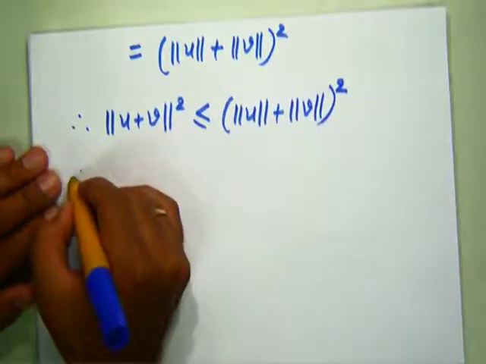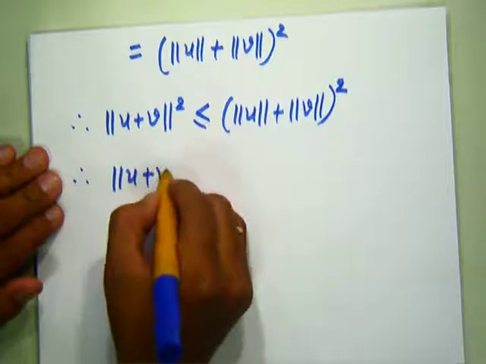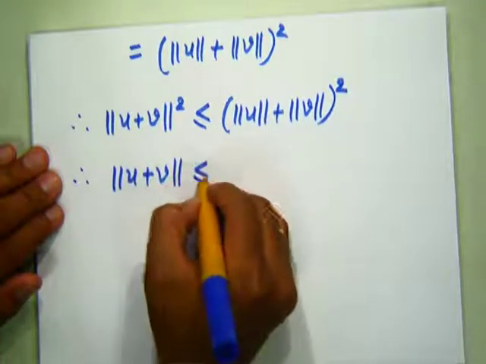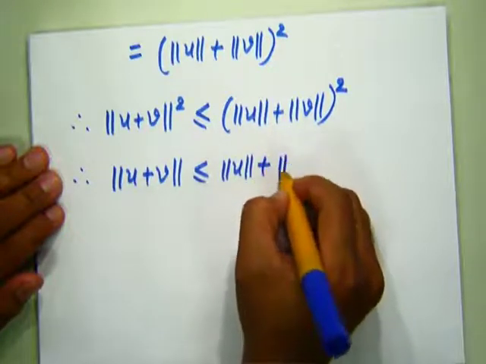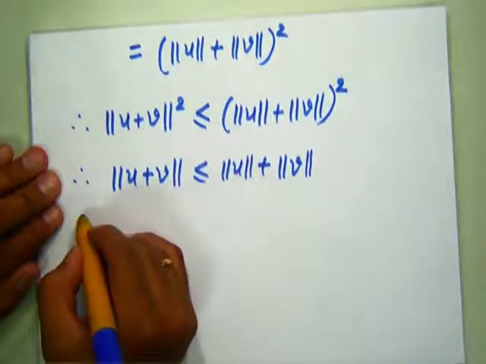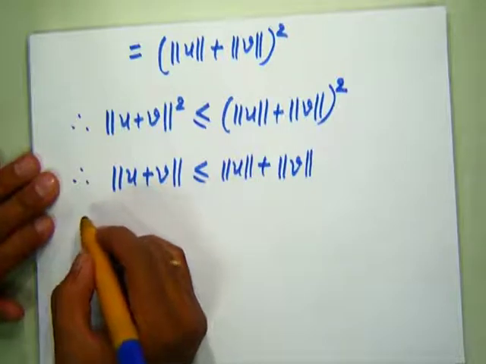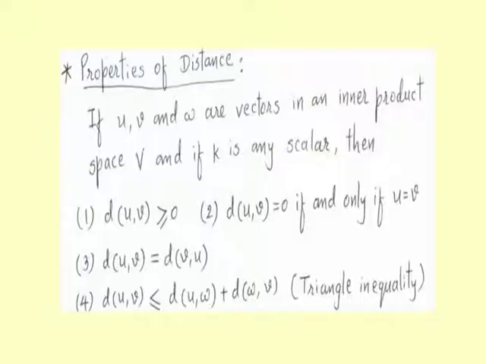Now taking root on both sides, we get this norm of u plus v is less than or equal to norm of u plus norm of v, and on both sides value is positive, and this is the proof of triangular inequality. Then properties of distance.